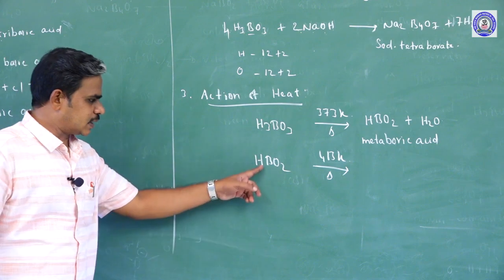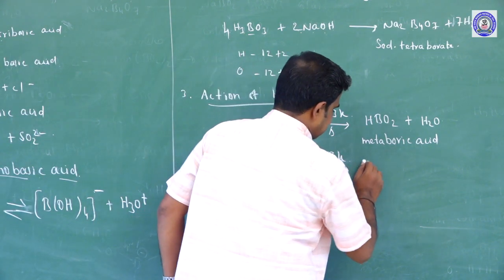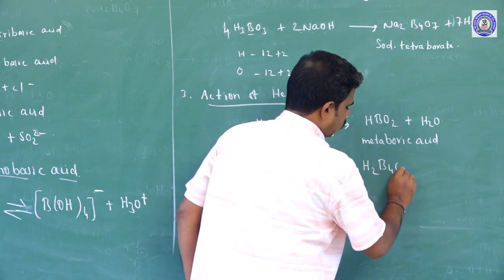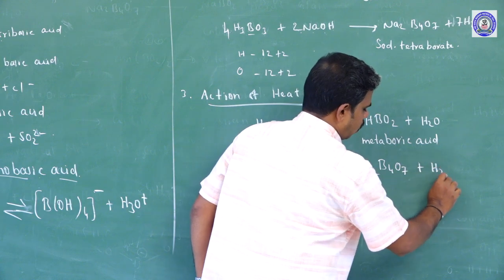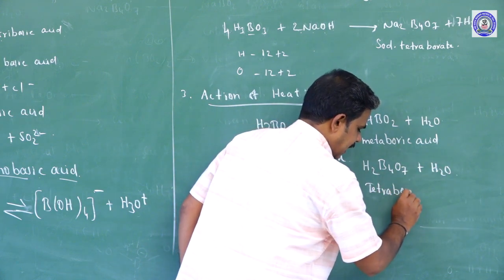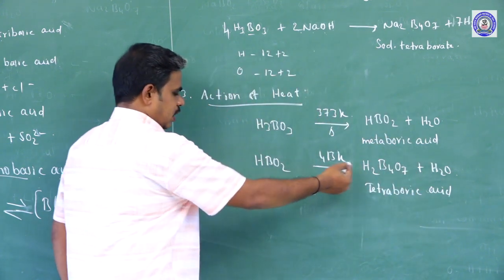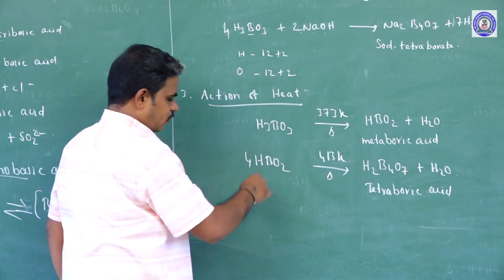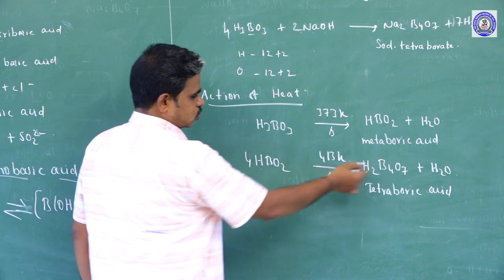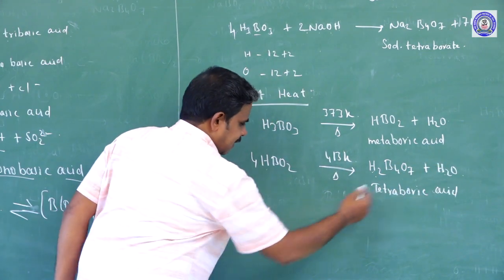Metaboric acid HBO2 is further heated up to 413 Kelvin. Then we get tetraboric acid, H2B4O7, and water molecules. Here B4, so it is 4 hydrogen, so H2 and H2, oxygen 8, so 7 plus 1, 8. So it is balanced. This is tetraboric acid.